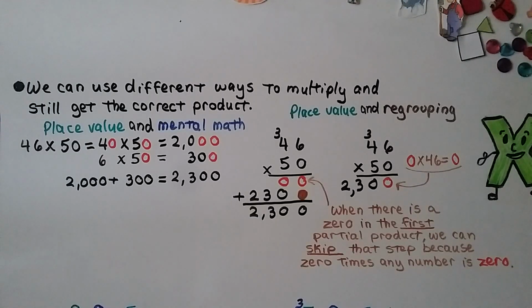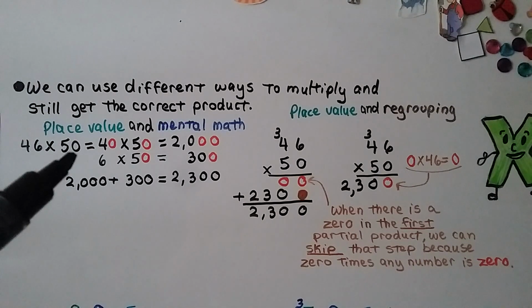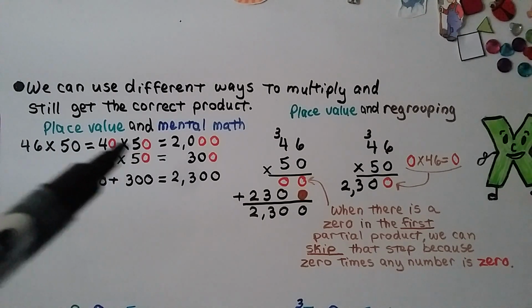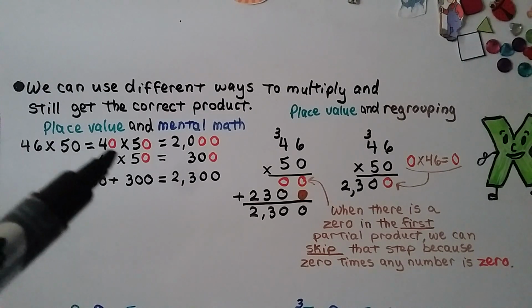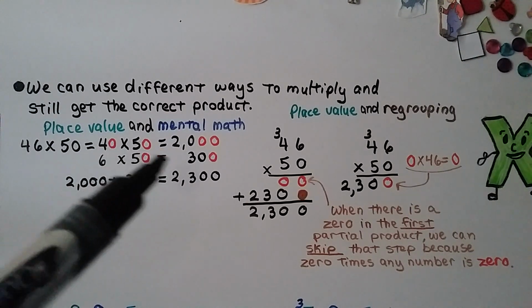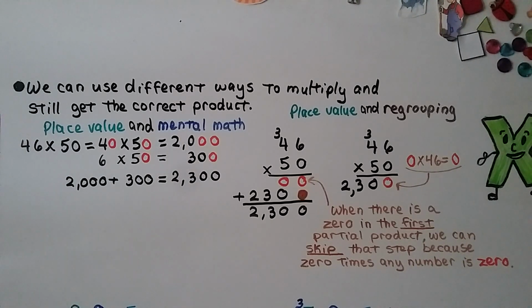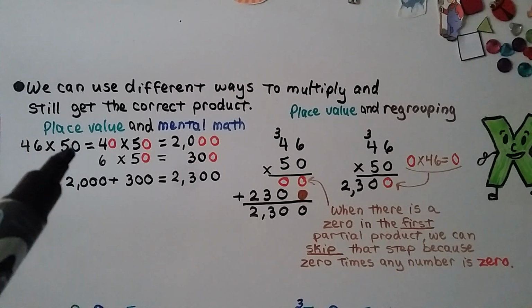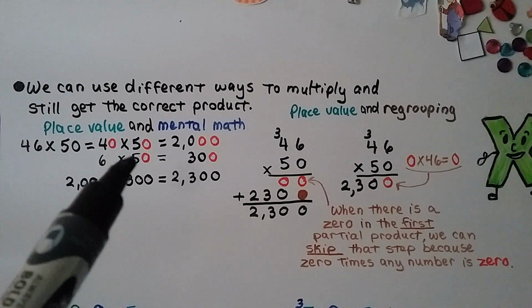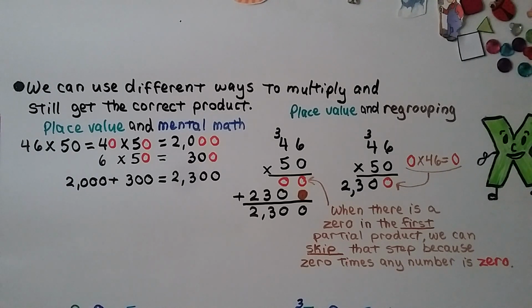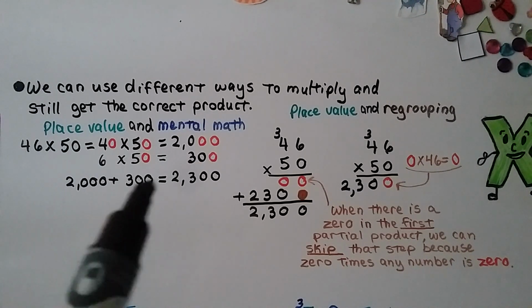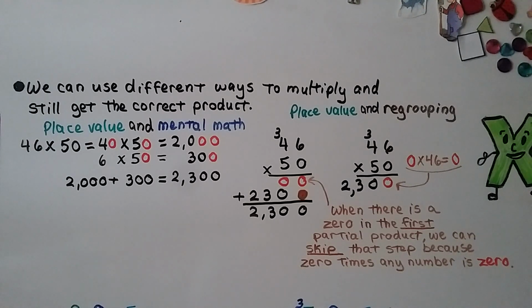We can use different ways to multiply and still get the correct product. If we use place value in mental math, we have 46 times 50. We think 40 times 50. We have 4 tens times 5 tens. We think of the basic fact 4 times 5, which is 20, and we have 2 zeros in the factor, so we have 2 zeros in the product. We have 2,000. Now we do 6 times 50. We have basic fact of 6 times 5, which is 30. We have 1 zero in the factor, so we have 1 zero in the product. We have 300. We add the 2,000 plus 300, and it's equal to 2,300.